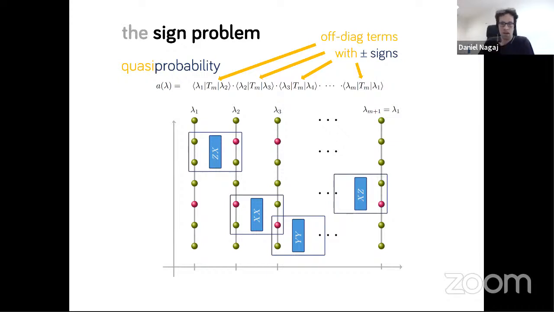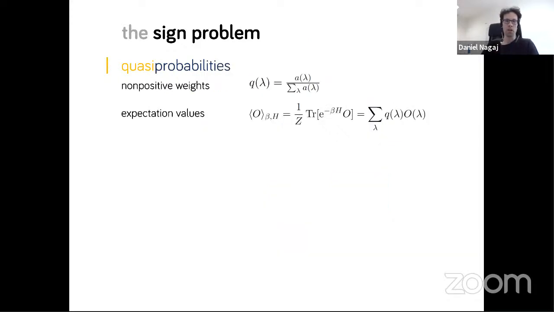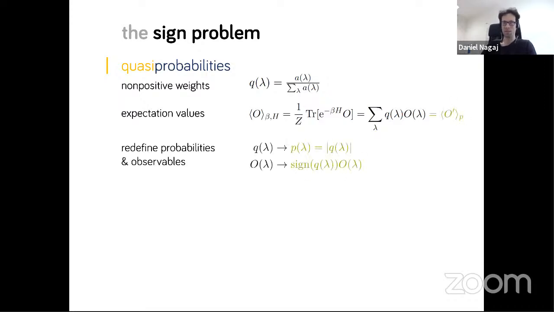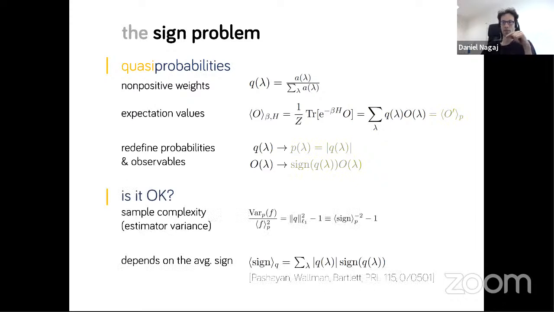So is this bad or not? Let's look in. So now we have these non-positive weights. The expectation values are calculated with these non-positive weights, so quasi-probabilities. We can redefine these quasi-probabilities into probabilities by taking absolute values and redefining observables. When you're calculating something with a Q and O, if I take an absolute value of Q, then I need to put the sign into the O. So I redefine observables. This is again doable, and we are trying to use the same machinery as before. But trouble comes in.